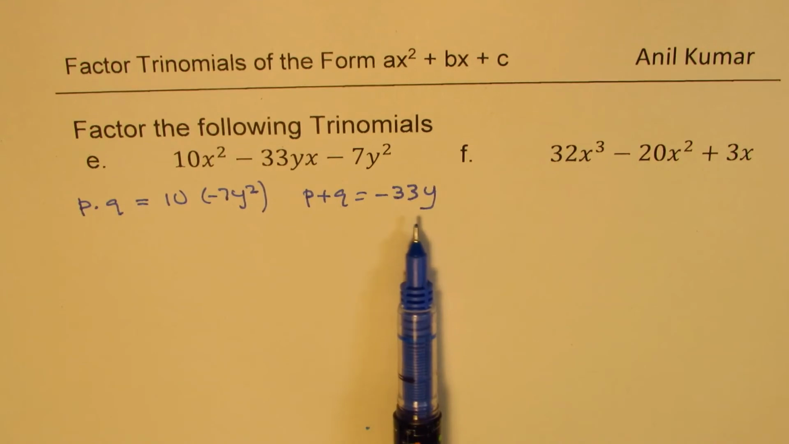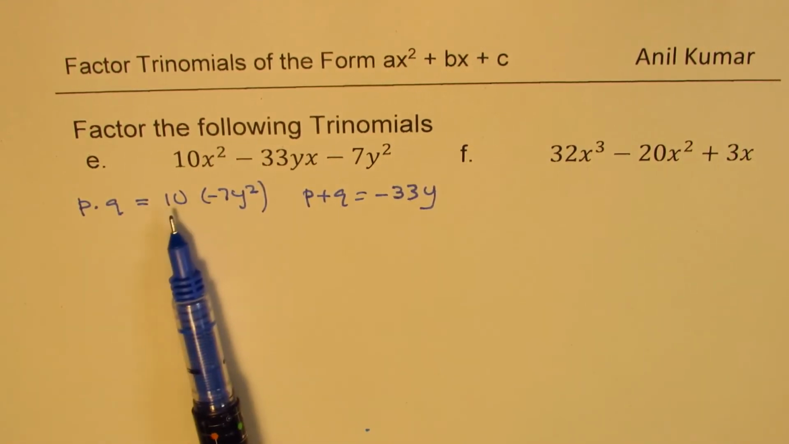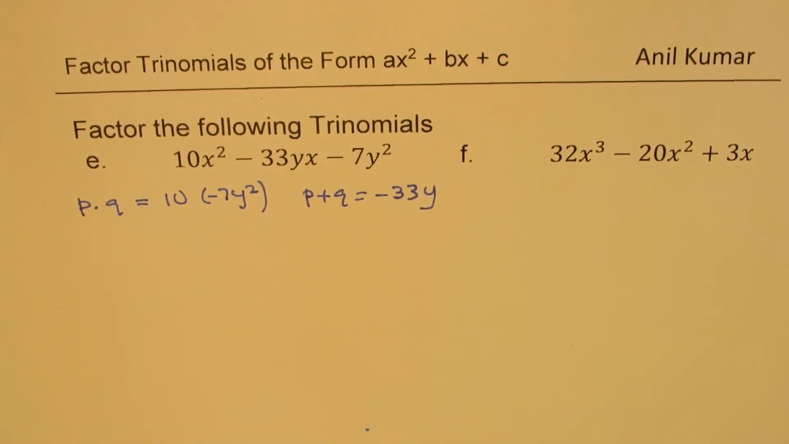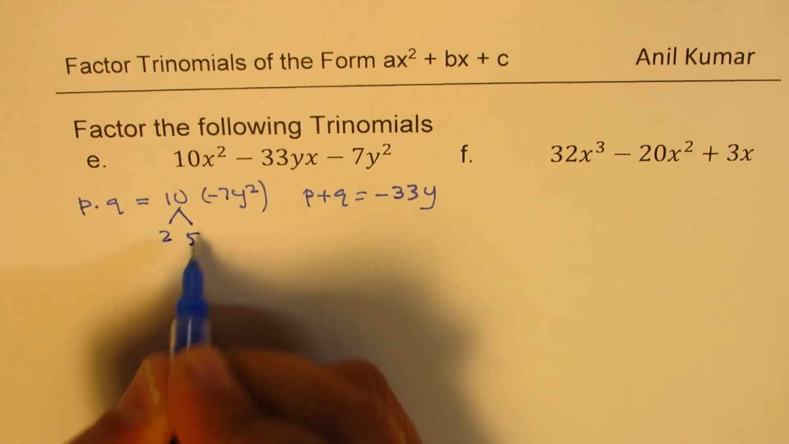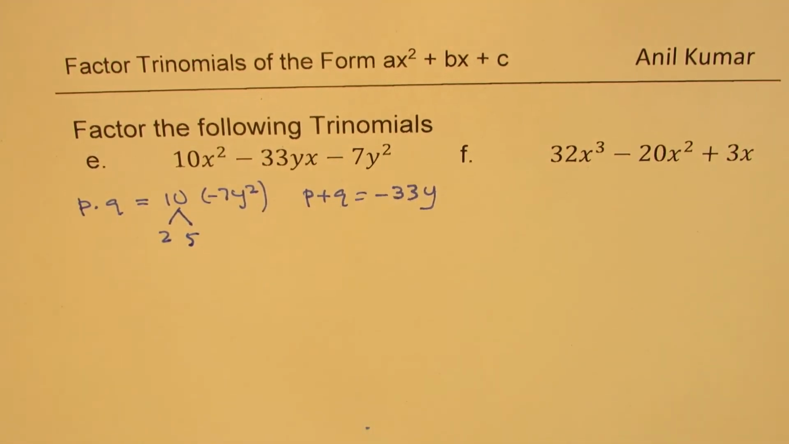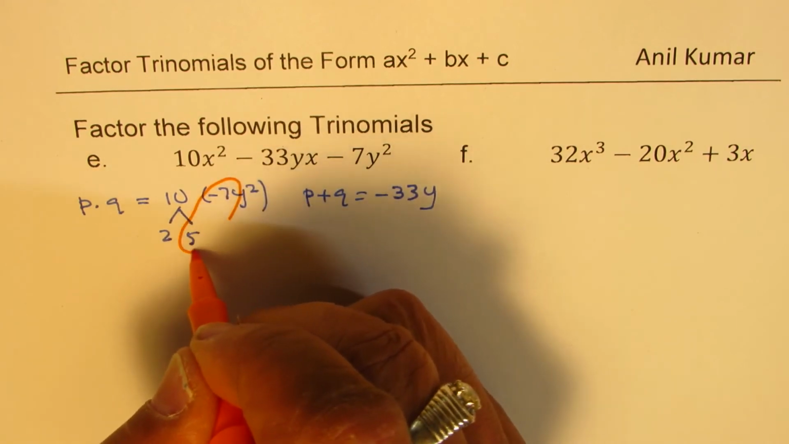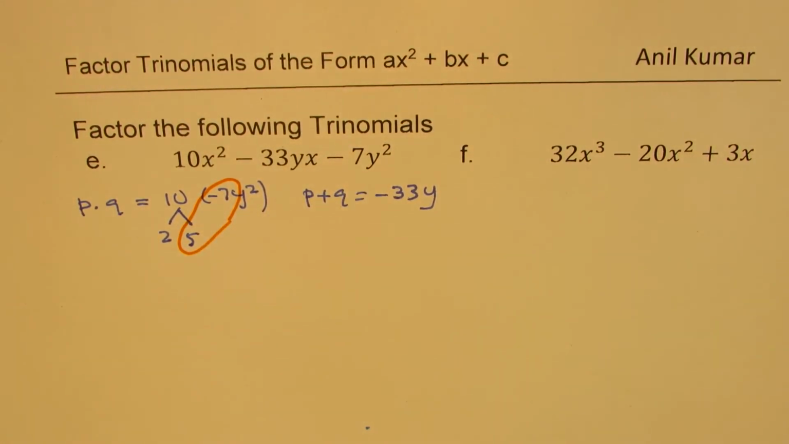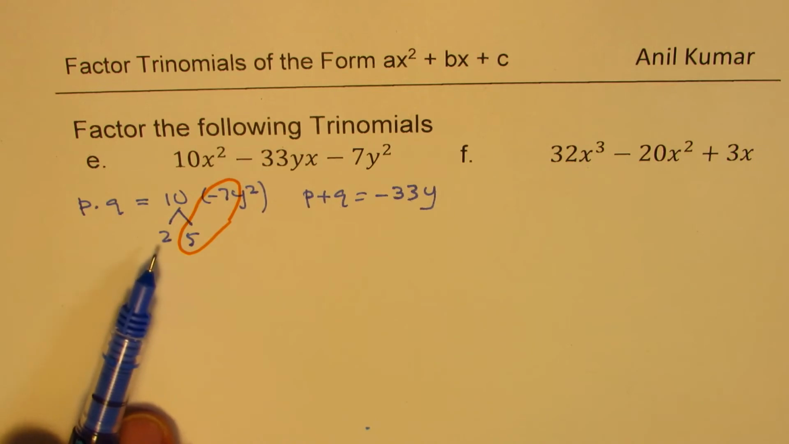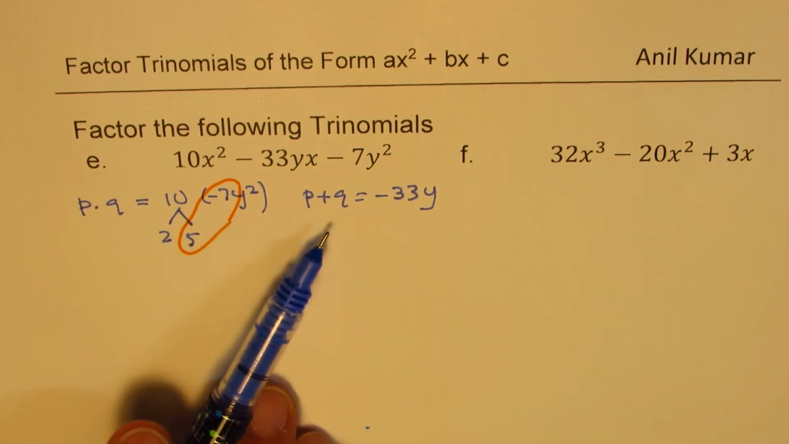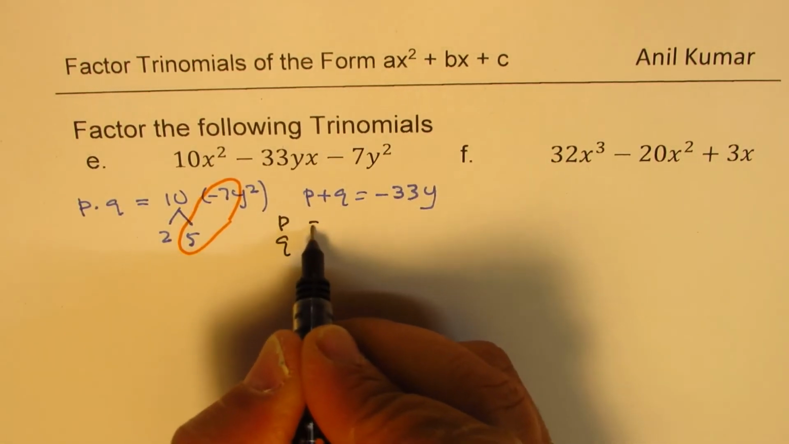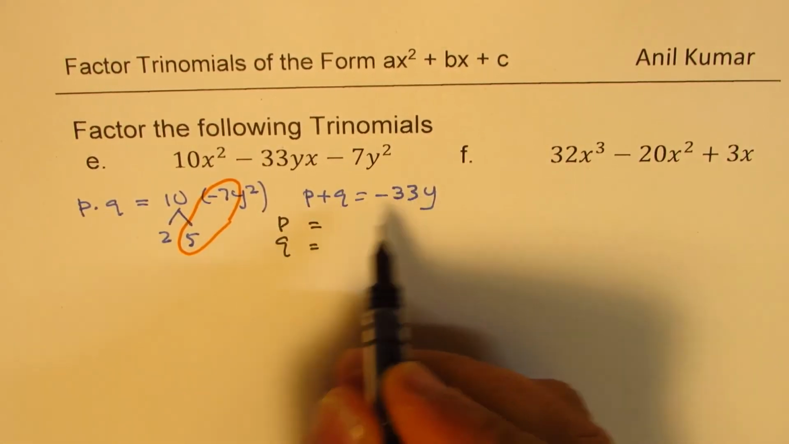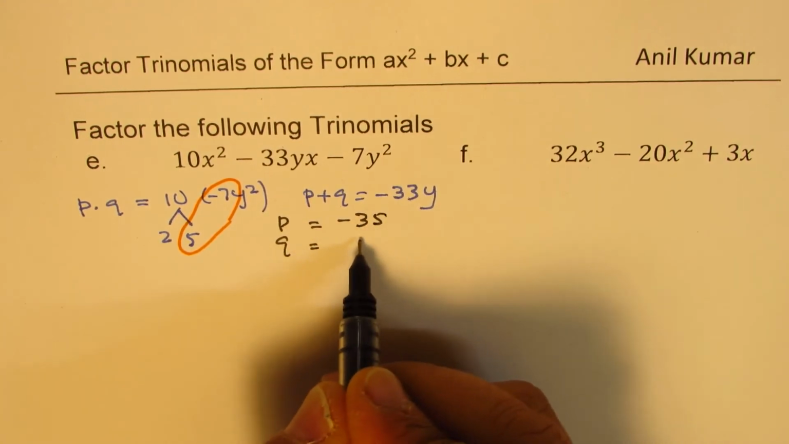Okay, so we want 33y and here we want 7y. What are the two numbers? Well, let us try to figure this out. So this can be written as 2 times 5. Now 35 and 2 can work, right? So see, partial prime factorization helps to get the right answer. Do you see that? So we get the two numbers p and q as what? So we need negative, so we get negative 35 and 2.